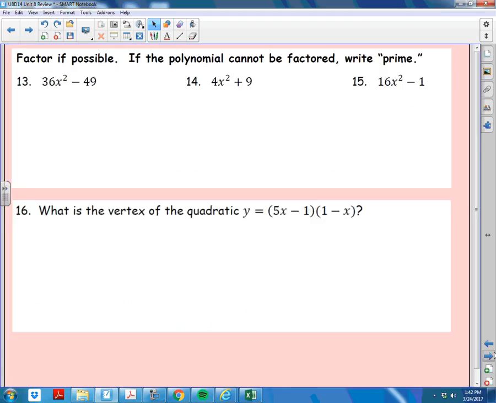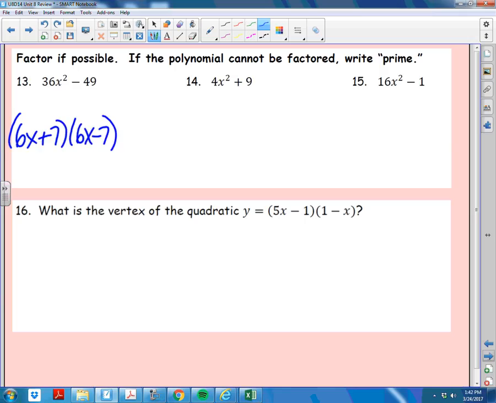Okay. Number 13, here we go. Difference of squares where you can't take a GCF out. So you end up with 6x plus 7, 6x minus 7. This is prime. This is 4x plus 1, 4x minus 1. Difference of squares.